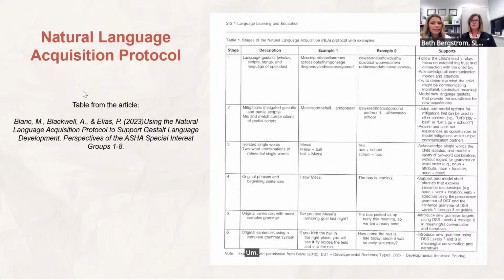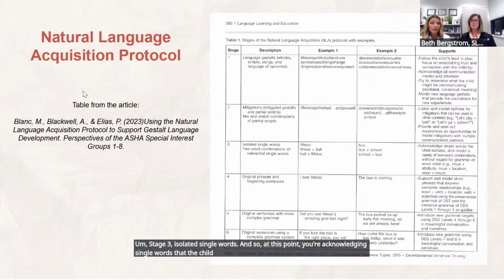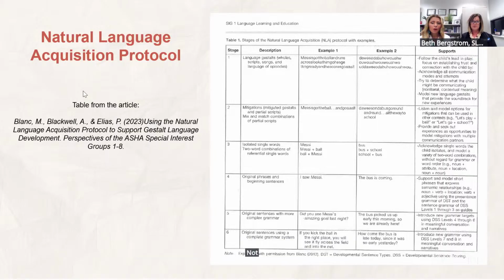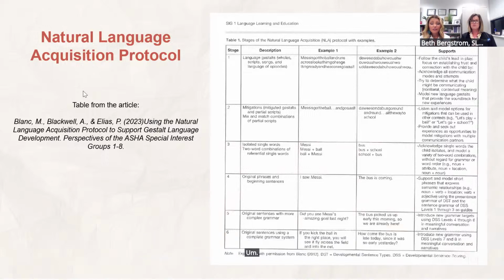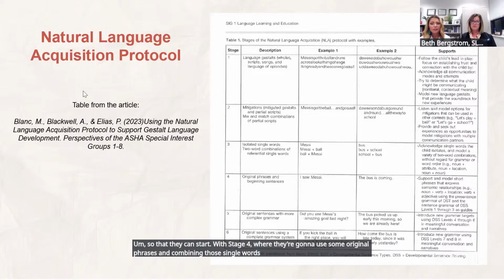Stage 3, isolated single words. At this point, you're acknowledging single words that the child isolates, and you're modeling a variety of 2-word combinations for them, not really focusing on grammar or word order. You're just starting to pull apart those gestalts even more into single and 2-word phrases, so that they can start stage 4, where they're going to use some original phrases, combining those single words or even 2 words in different ways to make different kinds of sentences.